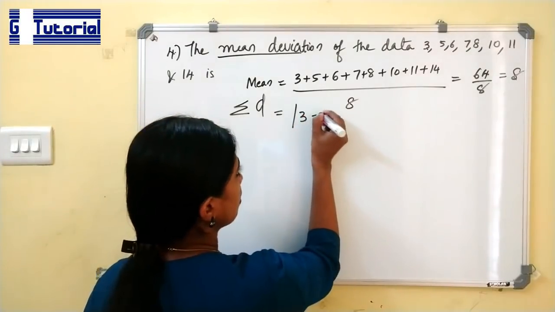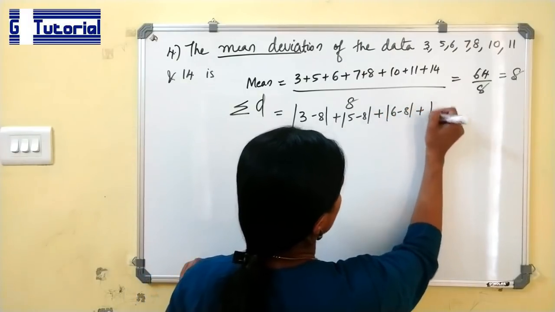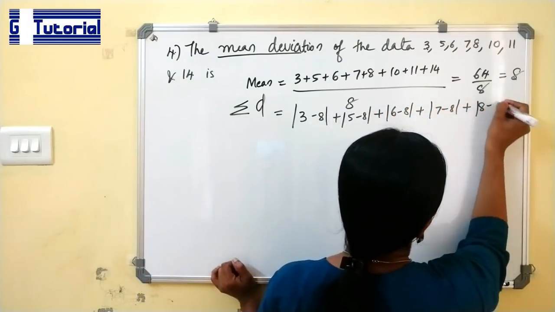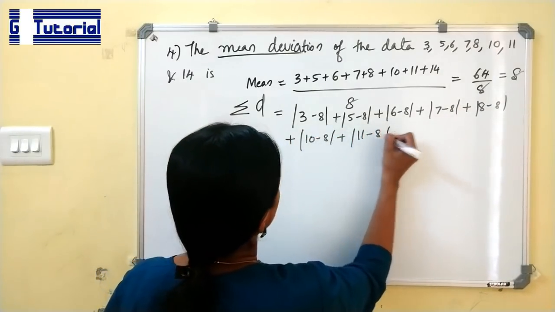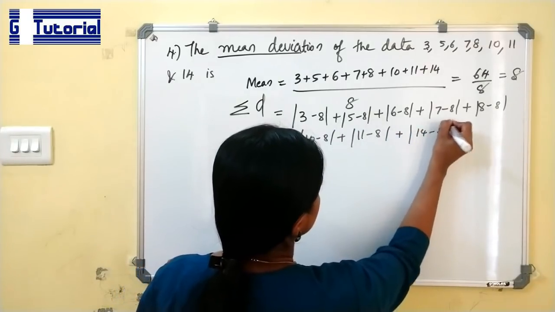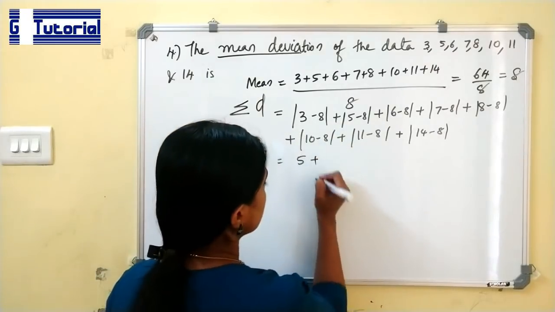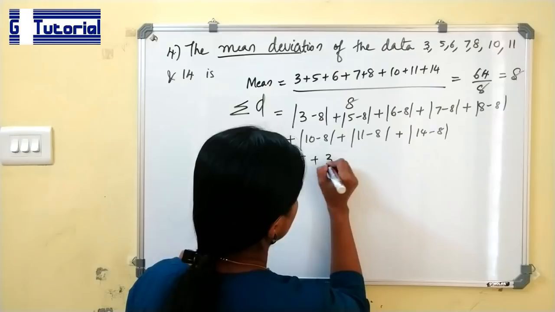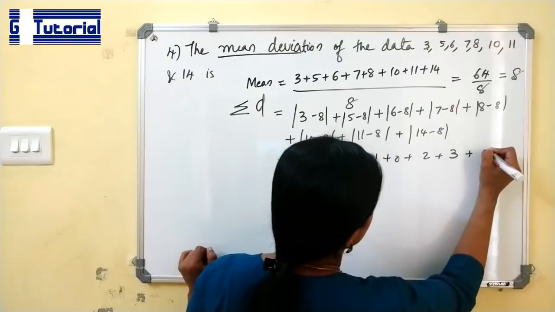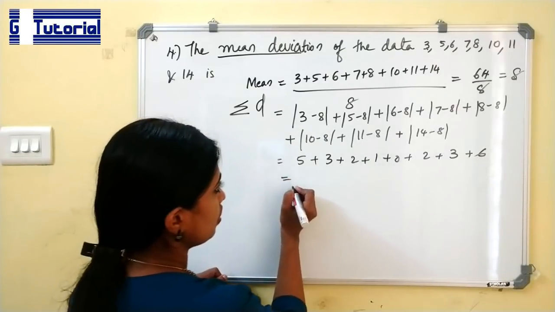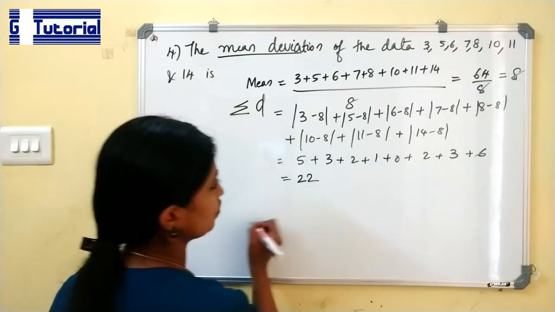So we have to find the sum of these deviations. That is mode 3 minus 8 plus mode 5 minus 8 plus mode 6 minus 8 plus mode 7 minus 8 plus mode 8 minus 8 plus mode 10 minus 8 plus mode 11 minus 8 plus mode 14 minus 8, which is equal to 3 minus 8 is 5. We have to take the positive value, that is mode, plus 3 plus 2 plus 1 plus 0 plus 2 plus 3 plus 6, which is equal to 22.